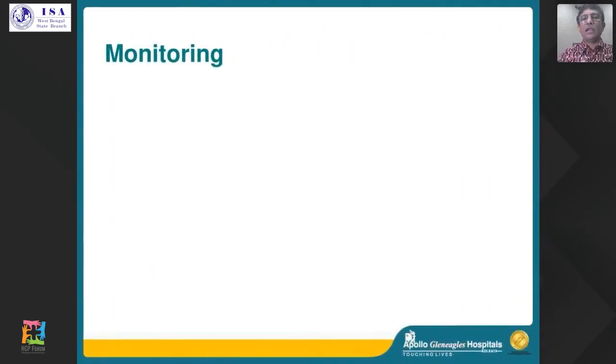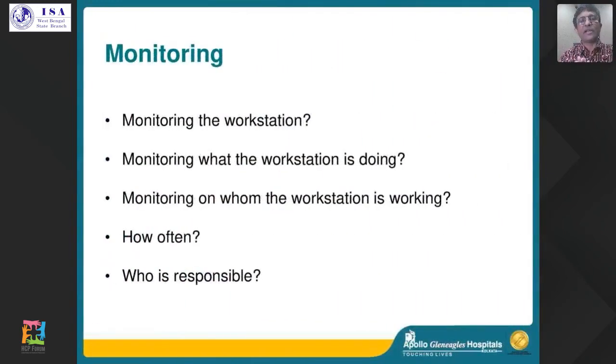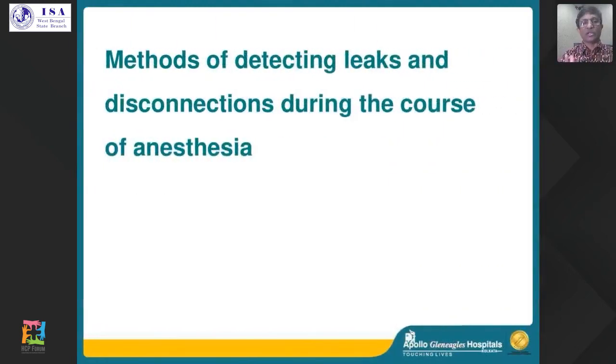Okay, a few things about monitoring. I think about monitoring, you need to monitor the workstation. You need to monitor what the workstation is doing. You also need to monitor on whom the workstation is working, and there should be people who would be responsible for it, and you should be documenting this as well. How often would be based upon you as well as your institution policy.